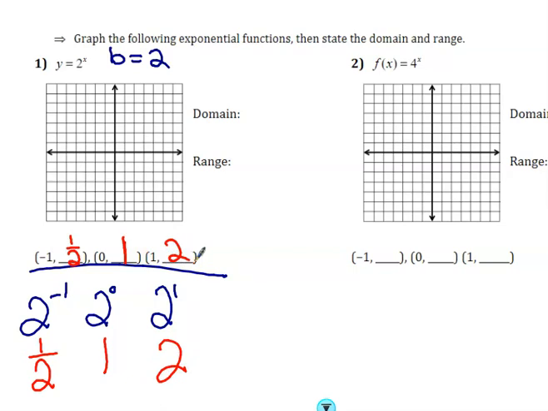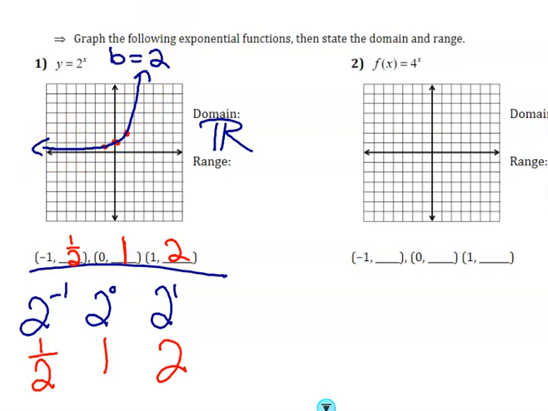So -1 and up 1/2. 0, 1. And then over 1, up 2. And again, I should be making a curve. All righty. And then it says domain. Again, domain is all real numbers. For x, I can plug anything in. It's just hard to see over here because it's going to be way up here because it's exponential. Again, that roller coaster when you're going all the way to the top of it.